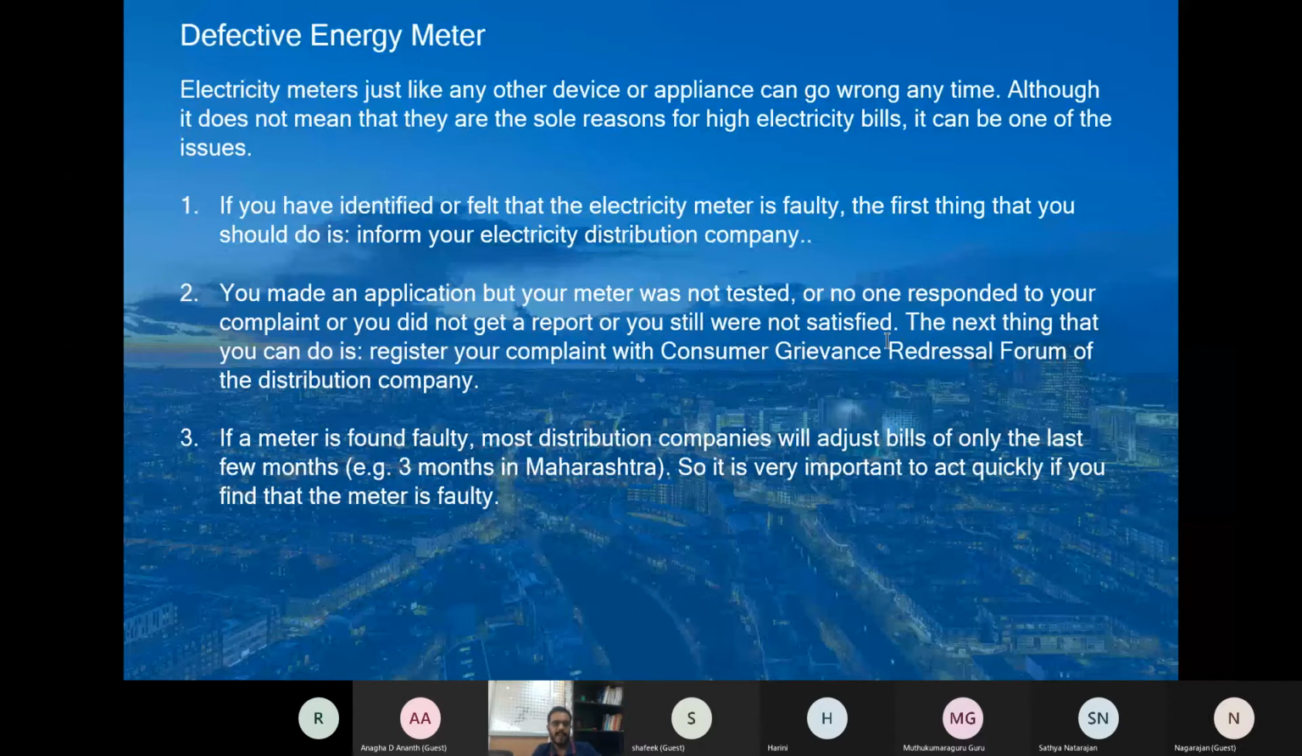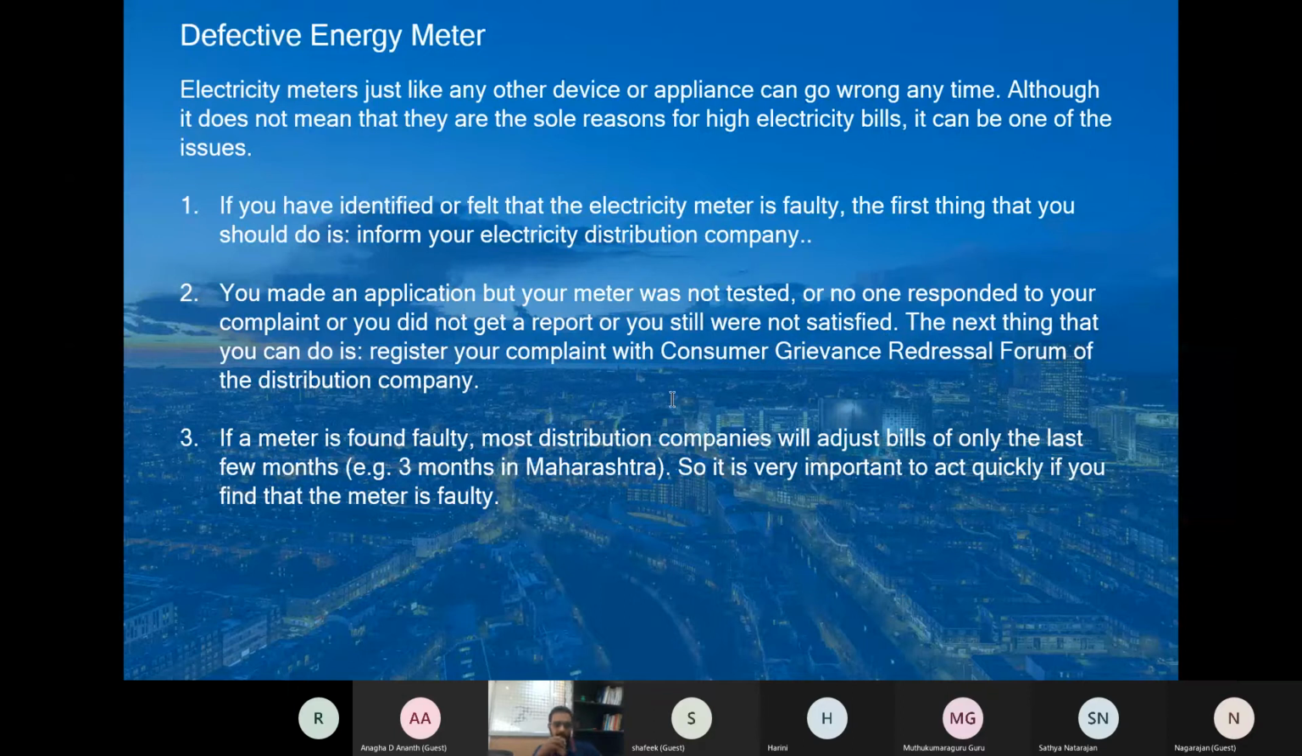If you wish to verify the accuracy of the meter, then you need to submit an application to the electricity distribution company. The distribution company charges a fee for this application. The meter can be tested in the distribution company's laboratory, or any other authorized laboratory. The meter has to be tested within a few months, for example, 2 months in Maharashtra, and the consumer can request a copy of the report.